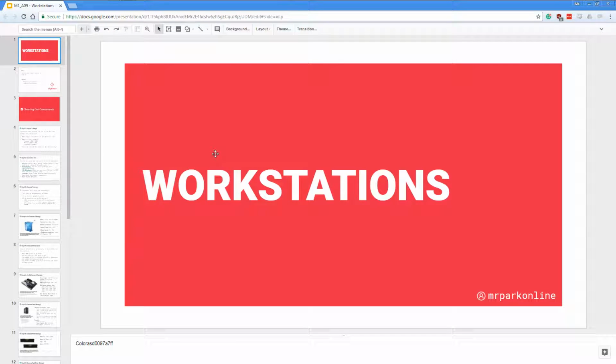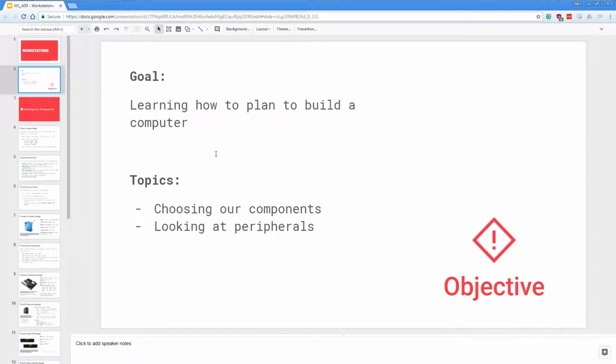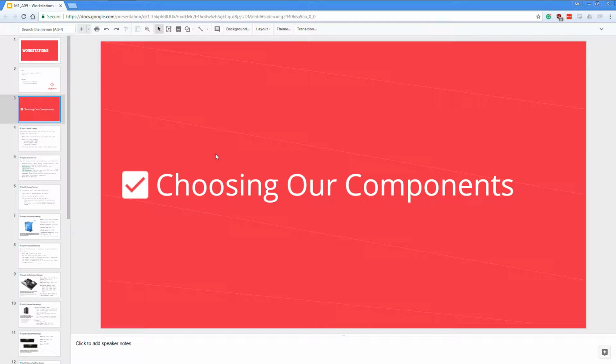Hello everyone, welcome to the very last video of Module 1A, where we'll be talking about our workstation and how to plan to build a computer. So we'll be looking at how to choose our components by summarizing everything we learned so far, and also we'll look at peripherals, because computers are not fun if we can't interact and look at stuff and see what the computer is doing. So let's start off with choosing our components.